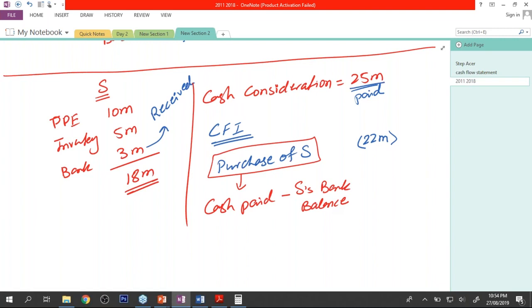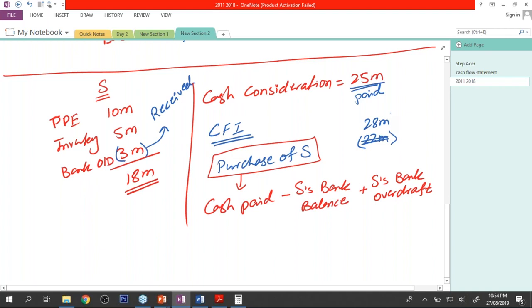Yes, Mohammed Faizan, if the fair value is not given, we use the carrying amount. Plus, what if the subsidiary had a bank overdraft? If the subsidiary has a bank overdraft, in that case, we are going to add that value to the cash paid. The bank balance will be reduced and the bank overdraft will be added. So if I say that this was a bank overdraft, this would mean that the cash outflow would become 25 and negative 3, meaning 28 million. So the bank balance will be deducted and the bank overdraft will be added. This is how we actually incorporate the impact of the purchase of subsidiary.